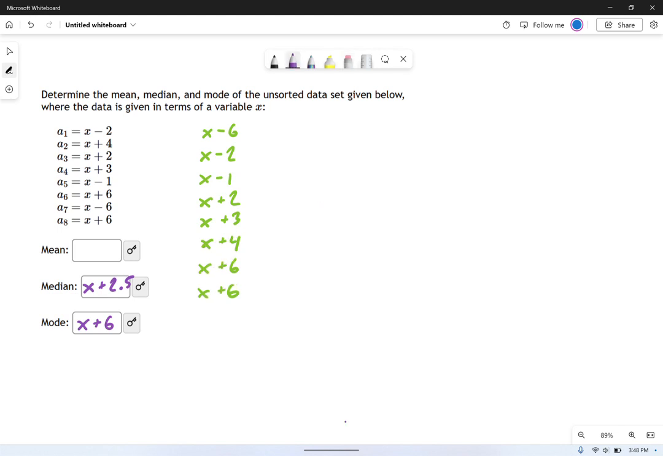And now in terms of the average of these things, what I'm going to do here is just add them all up. And when I add them all up, let's see, I'm going to use a calculator for this. I don't want to make a mistake. Minus 6, minus 2, minus 1, plus 2, plus 3, plus 4, plus 6, plus 6. So in the right column, I get 12, and there's 8 x's here, so I have 8x. Now I divide that by 8, because there were 8 numbers in the set. And that's going to give me x plus 12 over 8. If you want to simplify that, great. The average would be x plus 1.5.